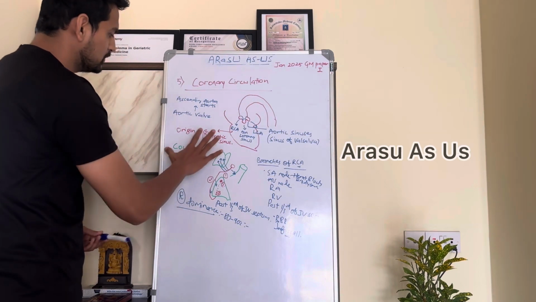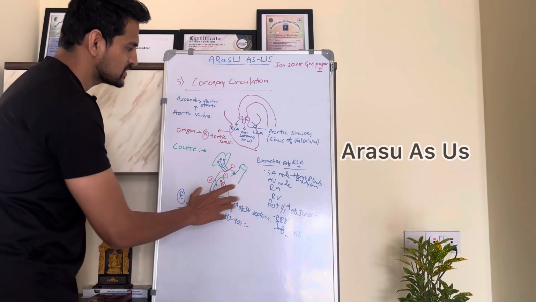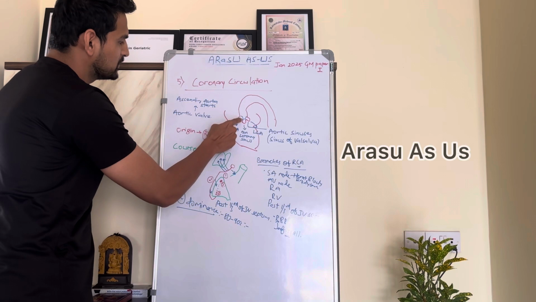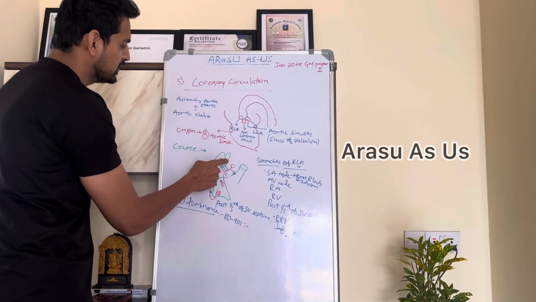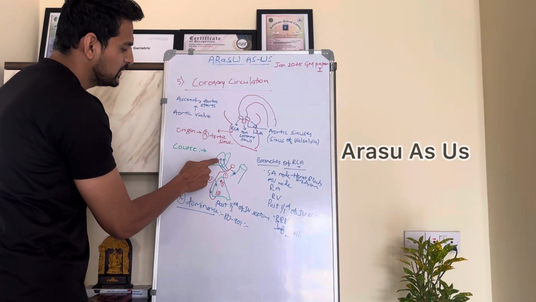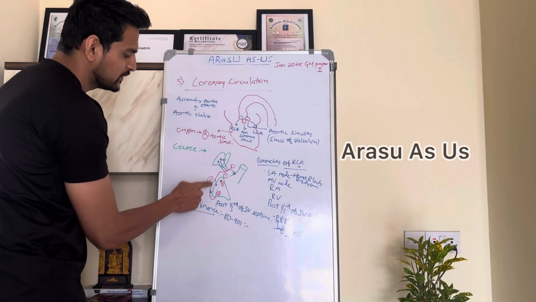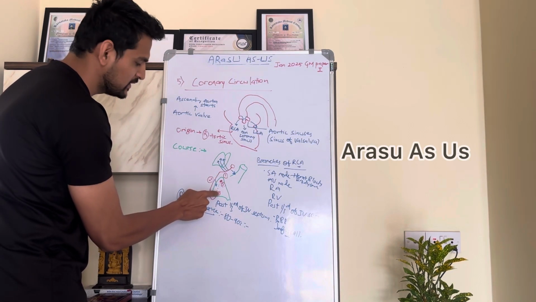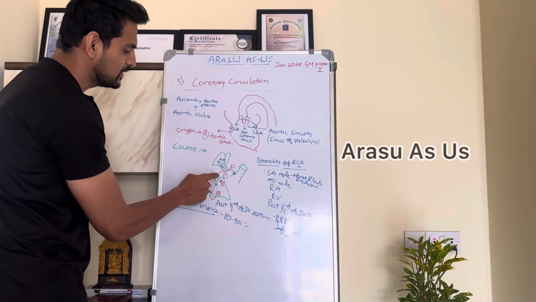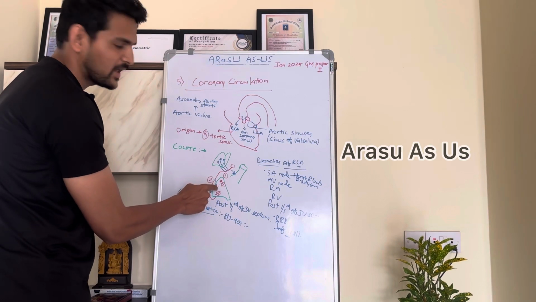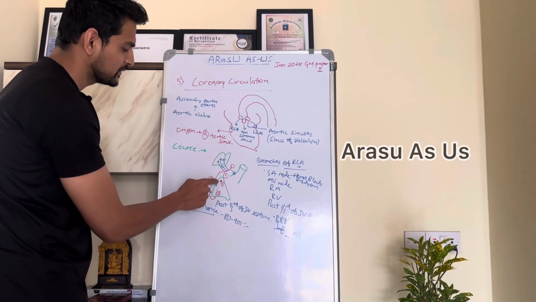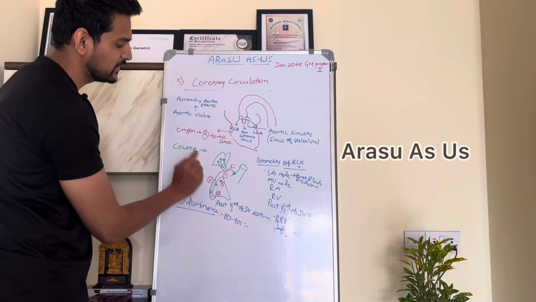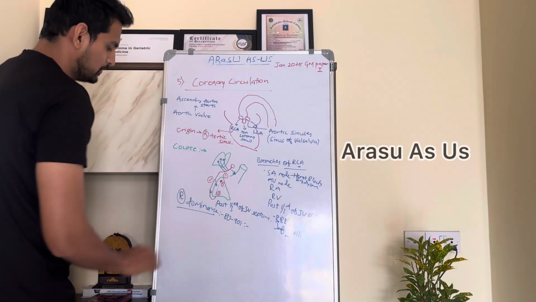So this is about right coronary artery. Just to sum up here, it will take origin from the right aortic sinus, and it will descend in between right atrioventricular groove. It will come down, and at the inferior surface, it will turn upward and pass in the posterior aspect, supplying the posterior 1/3 of the interventricular septum, and finally it will end at the crux. So this is about RCA.